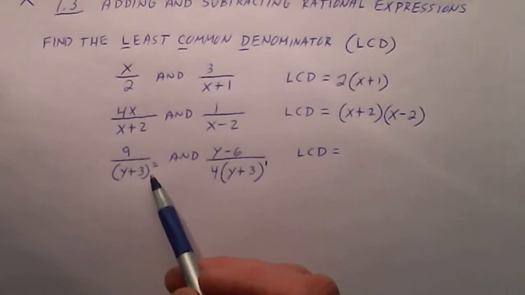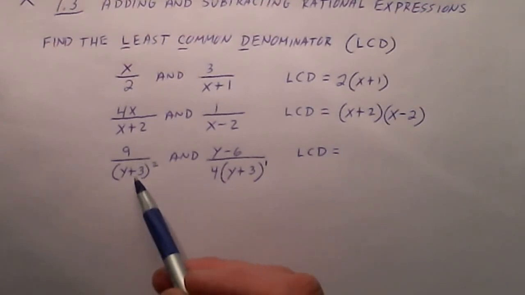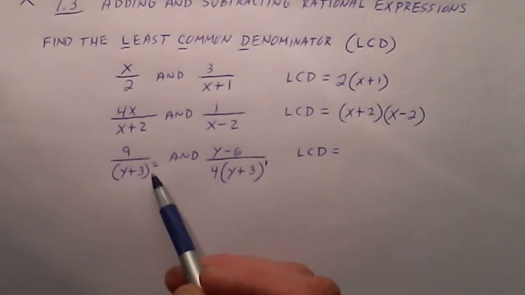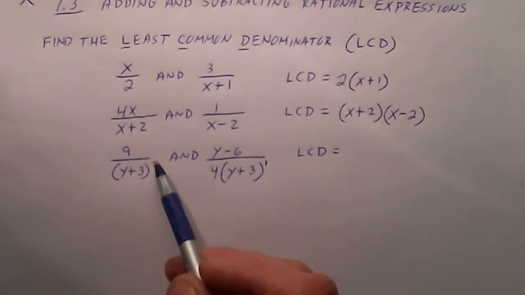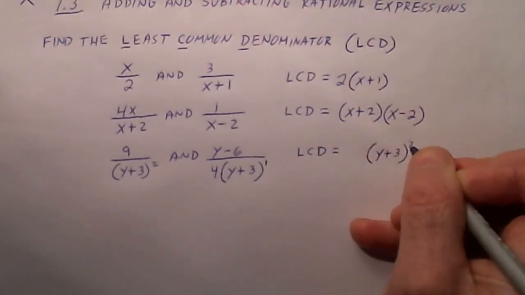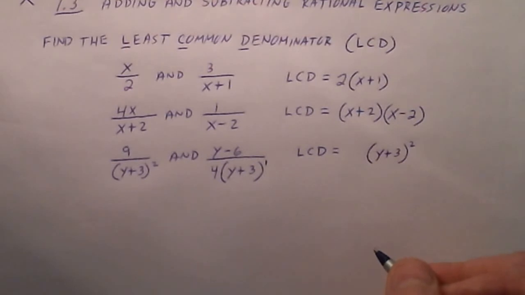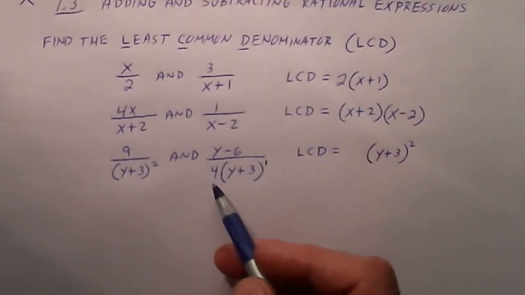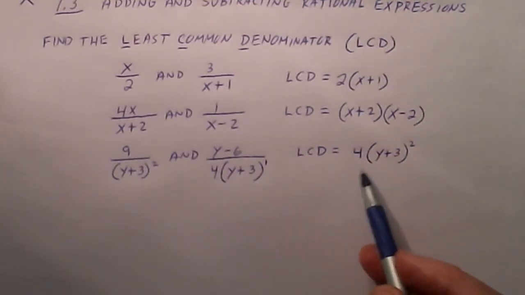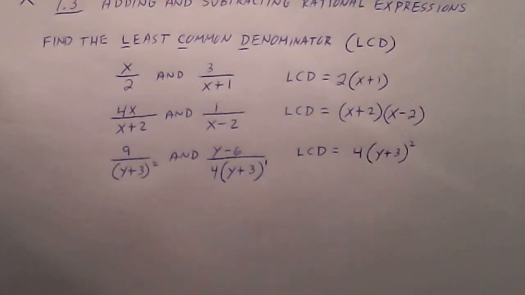Because y plus 3 is not divisible by y plus 3 squared. So in order for our least common denominator to be divisible by both this denominator and this denominator, we must have not one factor of y plus 3, but two of them. So when it comes to variables, you always choose the greatest exponent if you do have exponents appearing. So we're going to have two factors of y plus 3 appearing in our least common denominator. But to be divisible by the second denominator, we're also going to have a factor of 4. And so therefore, ladies and gentlemen, this would be the least common denominator of both these denominators.